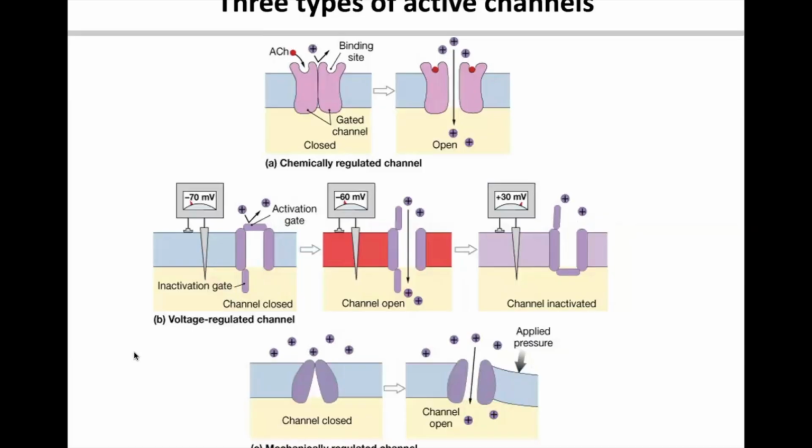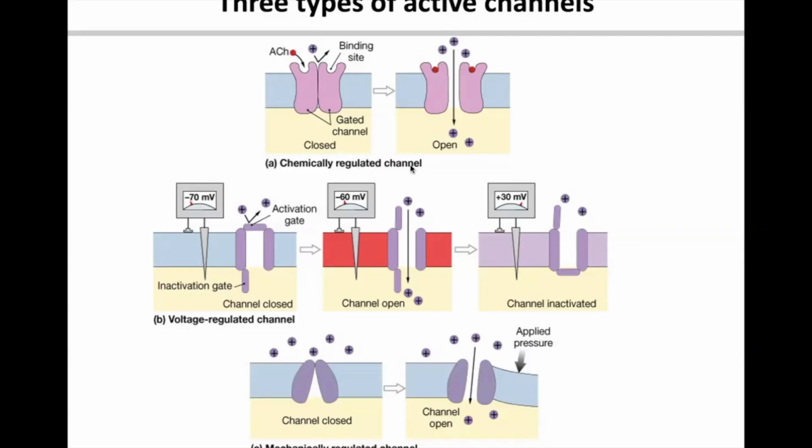Okay, so now we are learning why these sodium and potassium channels open. There has to be some sort of stimulus that causes these changes. And the reason why this happens is because of these active channels. We have three different active channels. One is the chemically regulated channel, the other is the voltage regulated channel, the third is the mechanically regulated channel.